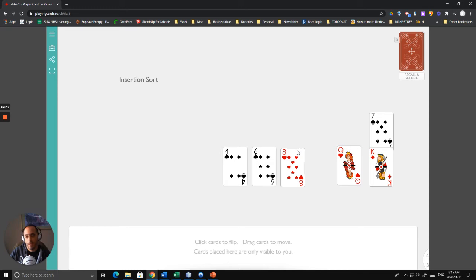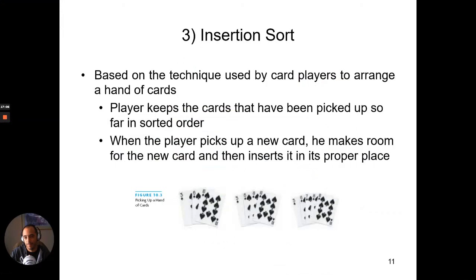Then the loop goes back again. Is the 8 bigger? Yes, it is. So it moves it one position. Goes back once more. Is the 6 bigger? No, it's not. So it takes that 7 that it's pulled out and throws it into the correct spot. And because I've reached the end of my list, I'm done. I have a sorted list of cards.